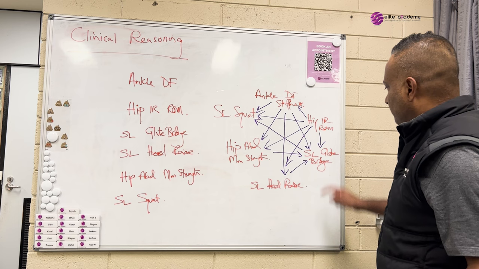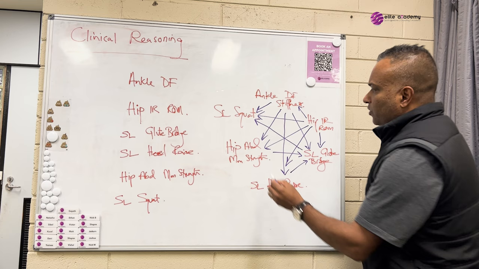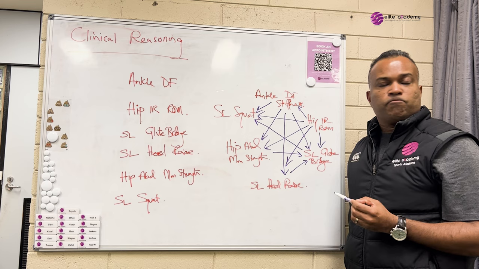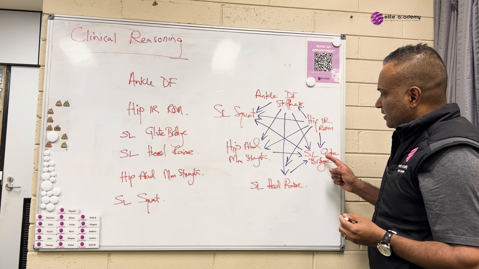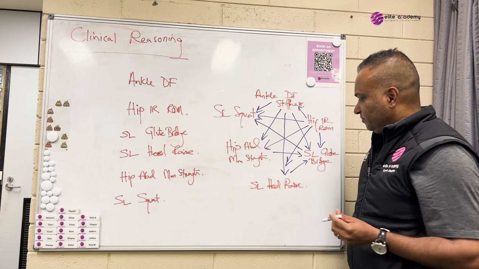Then we have this: single leg heel raise to hip abduction muscle strength, or hip abduction muscle strength causing single leg heel raise. It's similar to this one, isn't it? Yeah, that you had. What would you like to choose? Muscle strength to choose. This way? Go with the pattern as what you did before.